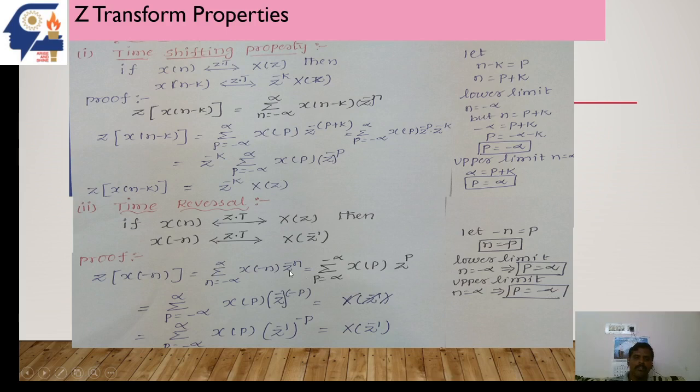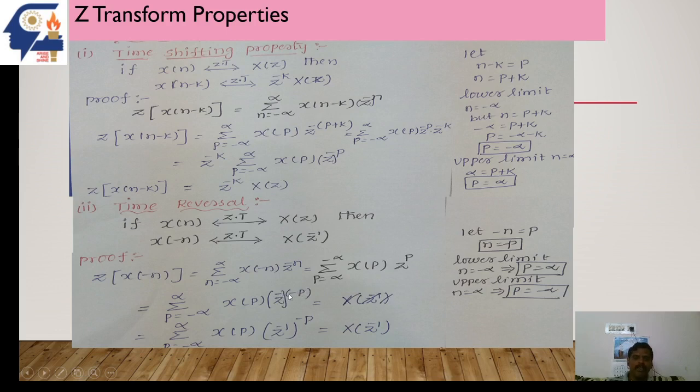Now, I am going to convert this entire equation in terms of p. When n equals minus infinity, p becomes plus infinity. When n equals plus infinity, p becomes minus infinity. x of minus n, which I assumed as p, becomes x of p, z power p. So I am going to rearrange. This is not a capital X of z. I want z power minus p here; then only you will get the Z transform. So, to get z power minus p, I am going to make a small arrangement. I am going to interchange the limits: p equal to minus infinity to plus infinity, x of p, z power minus of minus p.